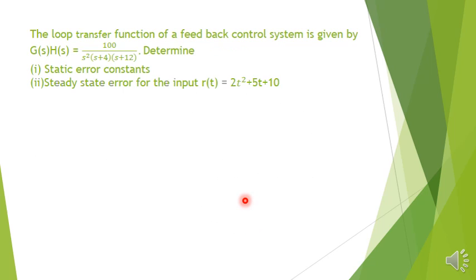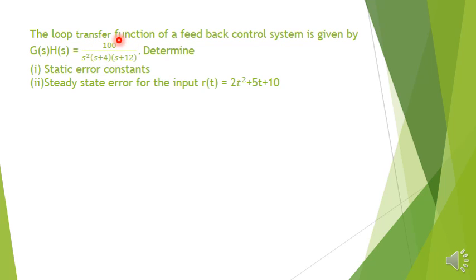Now let us consider the next problem. The open loop transfer function of a feedback control system is given by G of s H of s equal to 100 divided by s square into s plus 4 into s plus 12. Determine the static error constants and the steady state error for this. So in this, it is asked to find the static error constants. So this is the open loop transfer function.